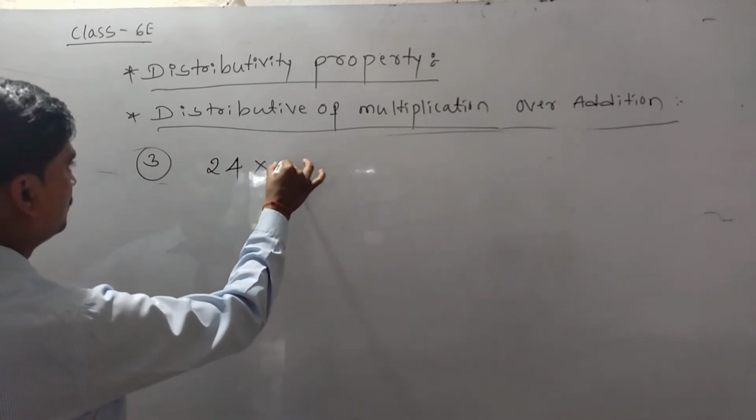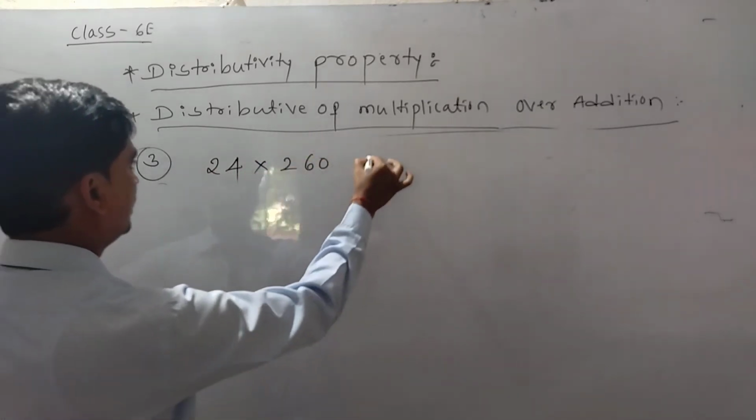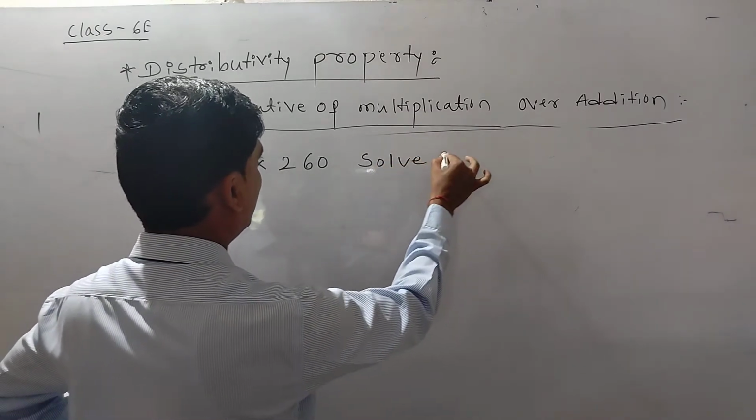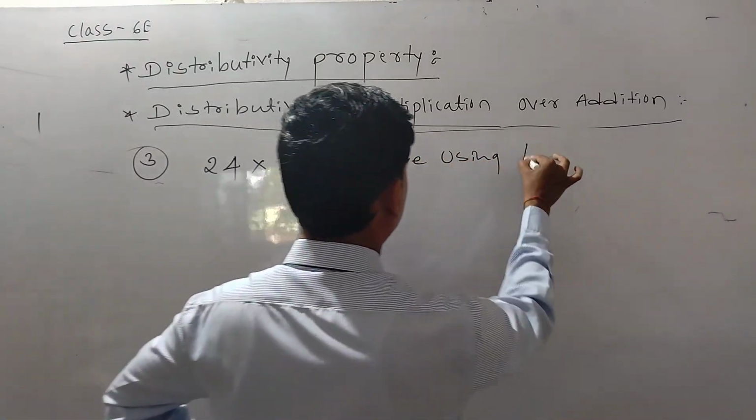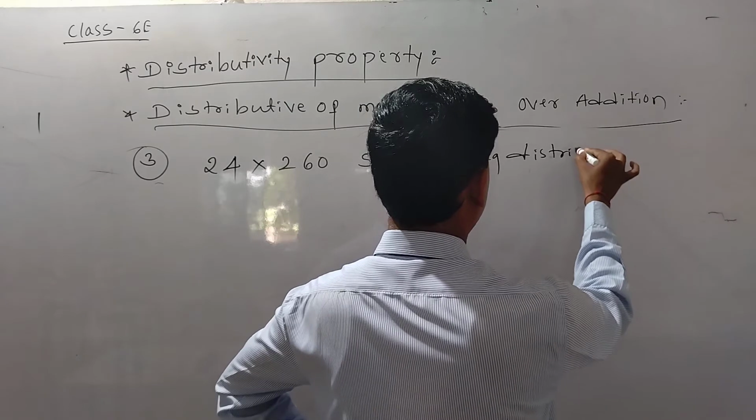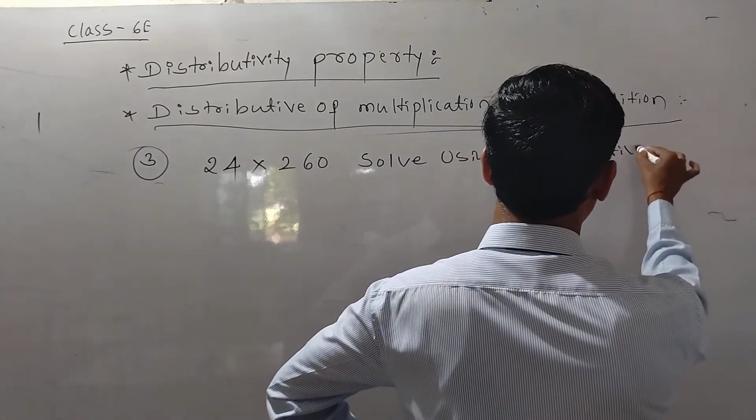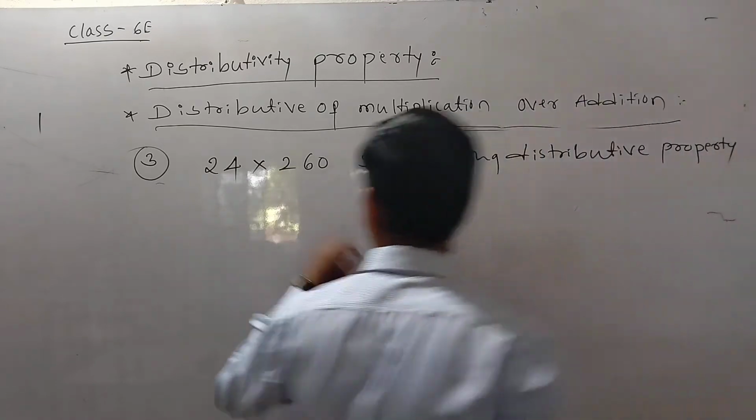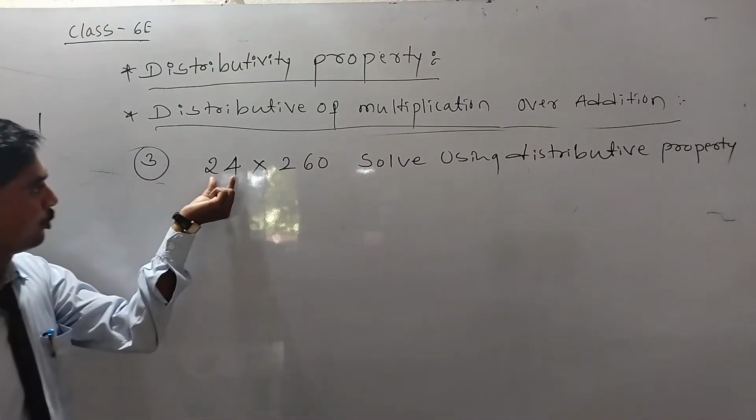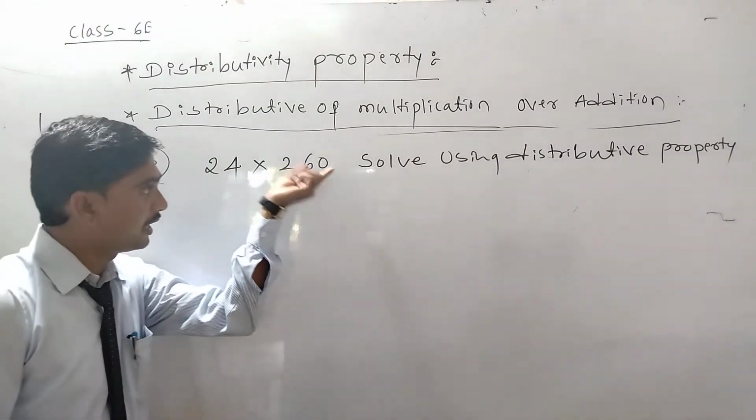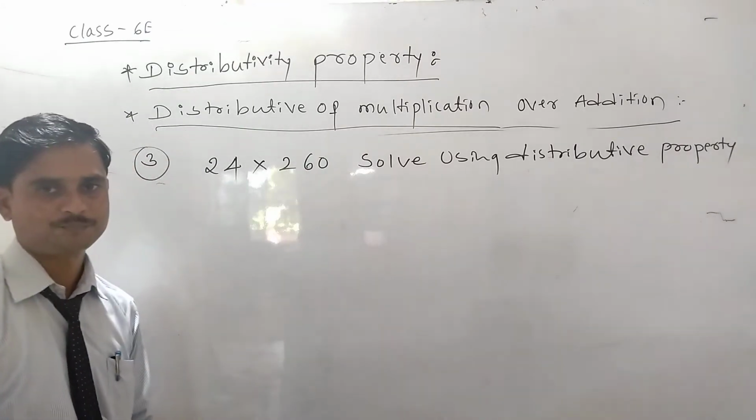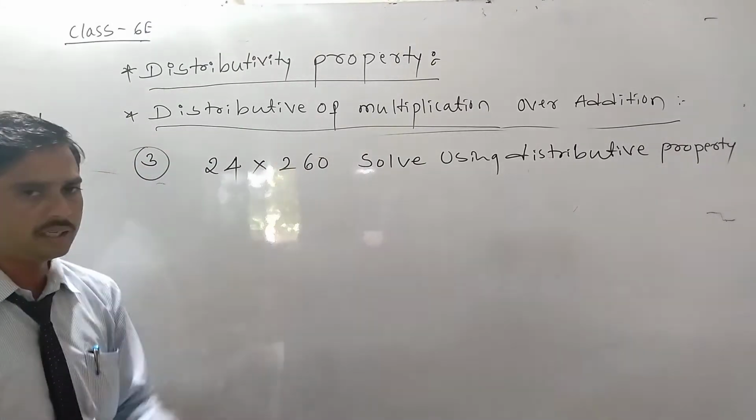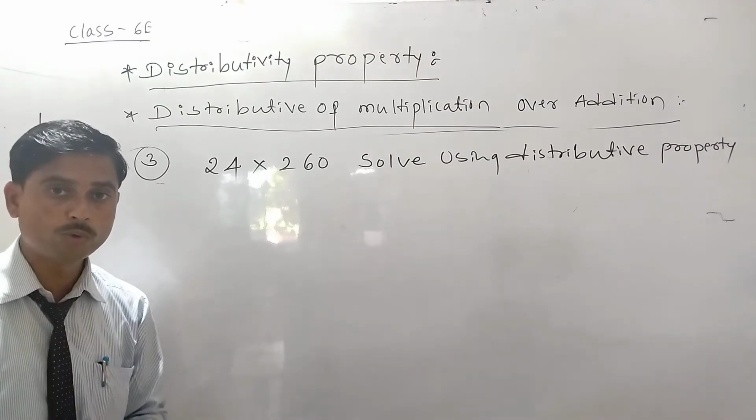24 into 260. Solve using distributive property. Okay. Sir, here also it is given this type. 24 into 260 is given there. It means how to divide.